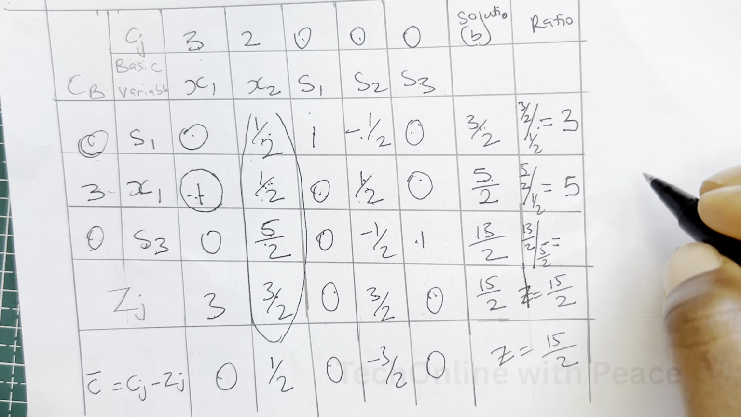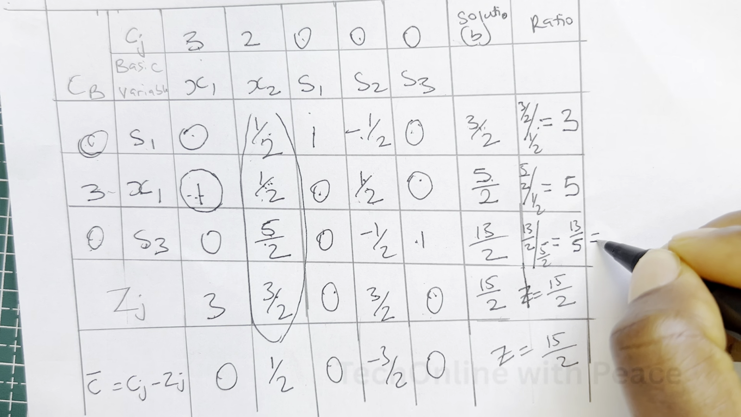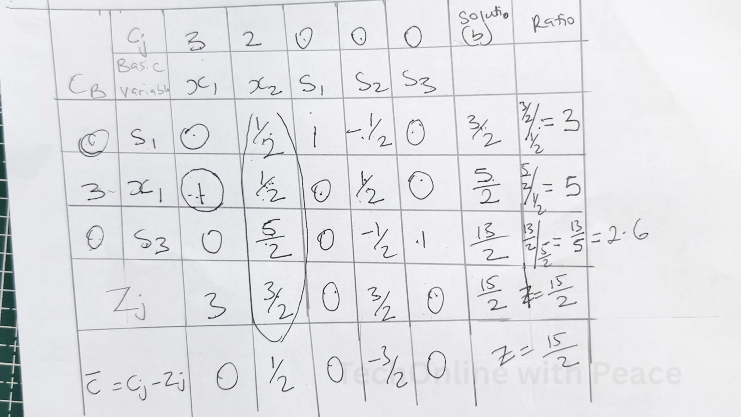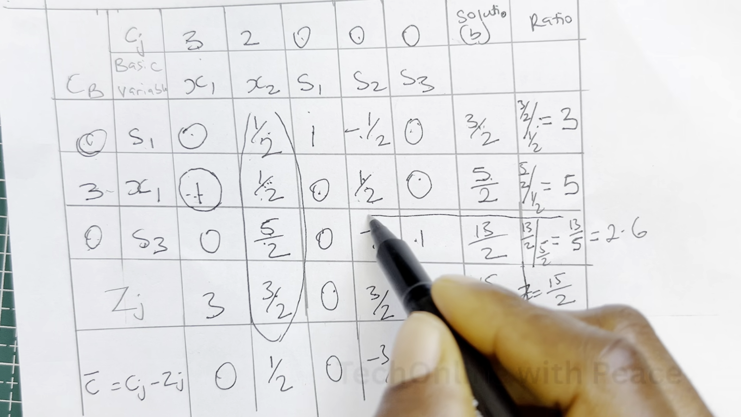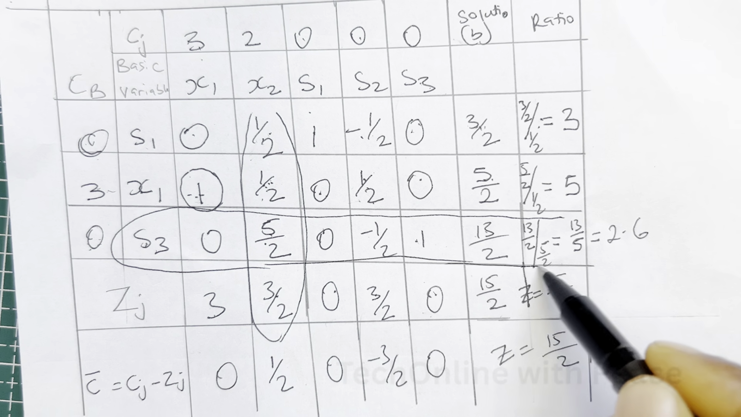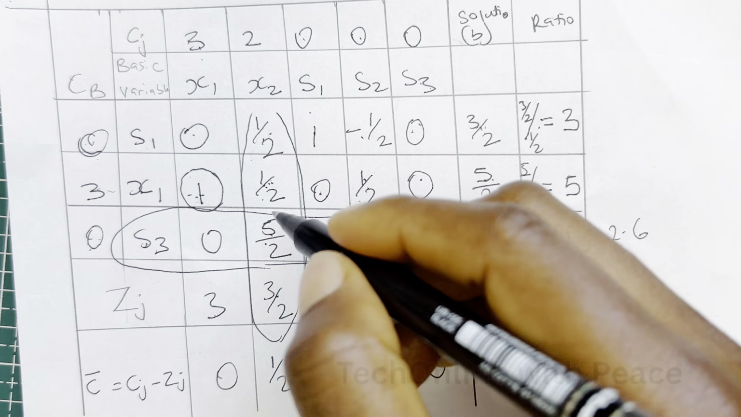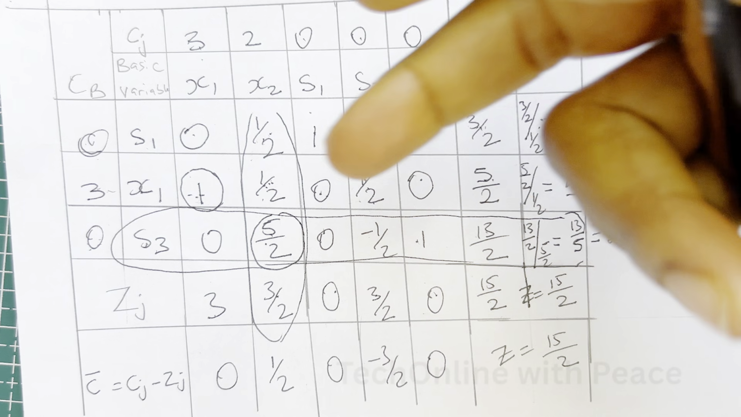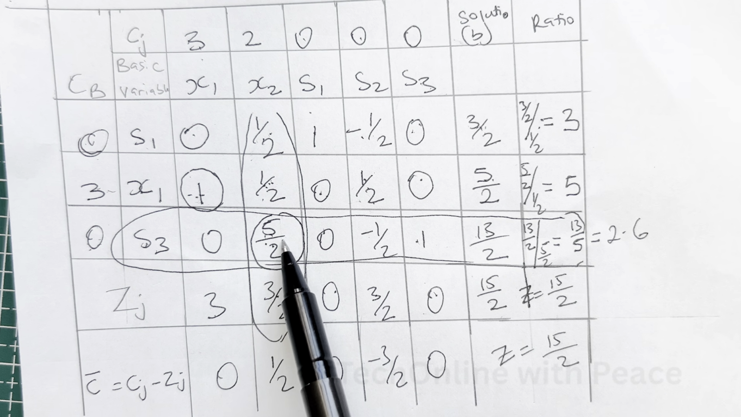So we have here 13 over 5, which is the same thing as 2.6. The next step is to find our key row or our pivot row. Remember, to find your key row, we take the least value, and from between 3, 5, 2.6, the least value here is 2.6. Here is our key row or pivot row, which is x3. From our pivot row, we'll find our key element or pivot, which is 5 over 2, because this is where the key column and the key row join. So our pivot here is 5 over 2 or key element.